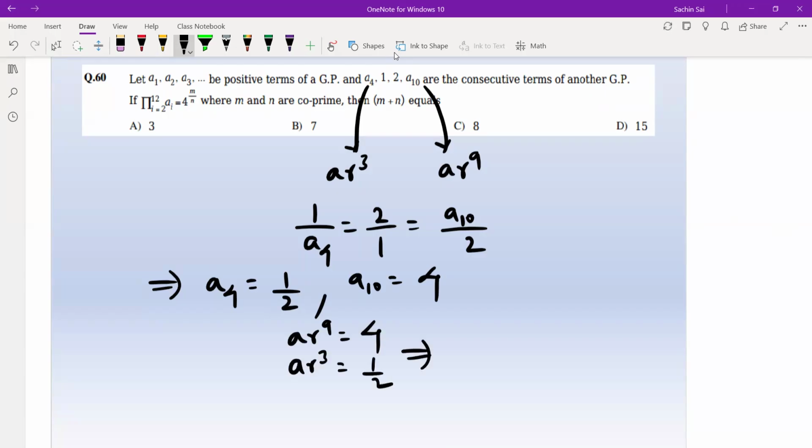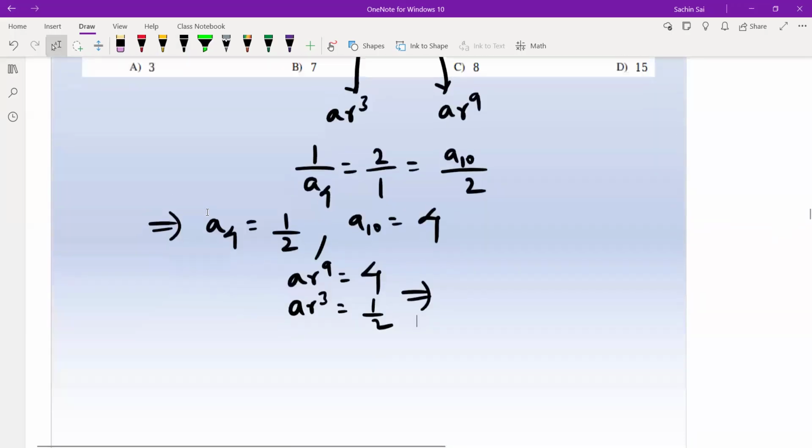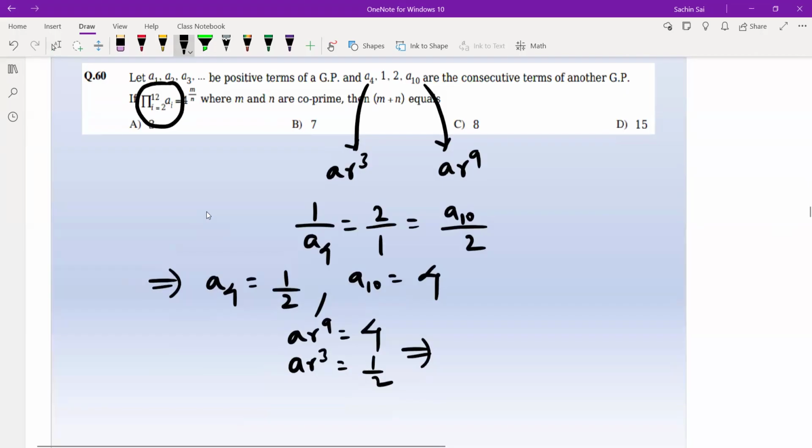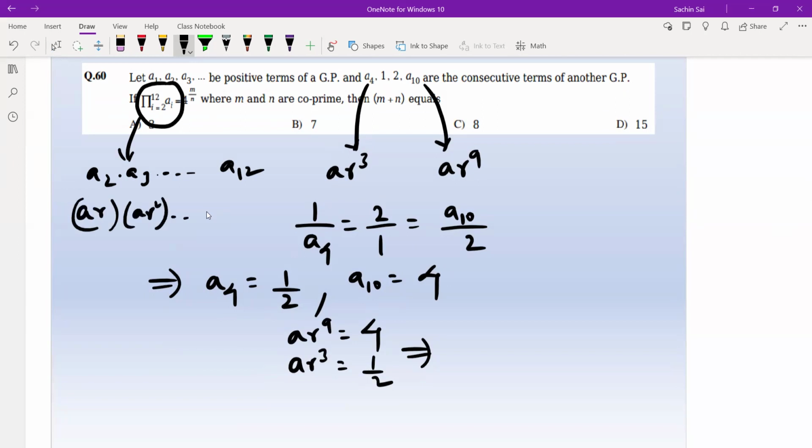So from these two equations, you can calculate the values of both A and R, right? And you're being asked for the product of AI, right? So what is the product of AI here? This means this expression, pi of AI. This means you have to start with A2, A3, and multiply these all the way up to A12, right? So what will this be? A2 will be AR, A3 will be AR square, and so on up to A12 will be AR power 11.